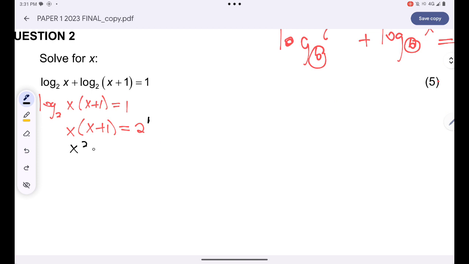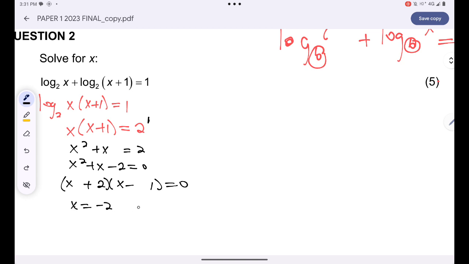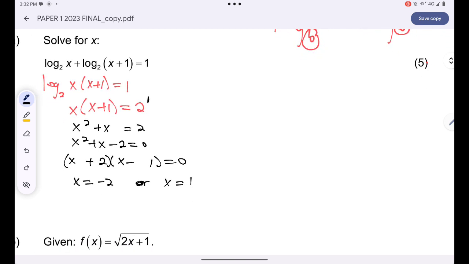I'll have 2x squared plus 2x is equal to 2. Then x squared plus x minus 2 is equal to 0. And then I'll have x, 2 and 1, plus and minus. Then x is equal to negative 2 or x is equal to positive 1.